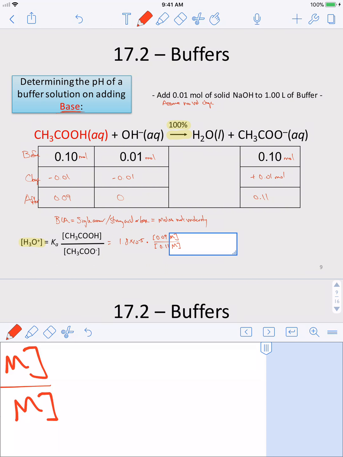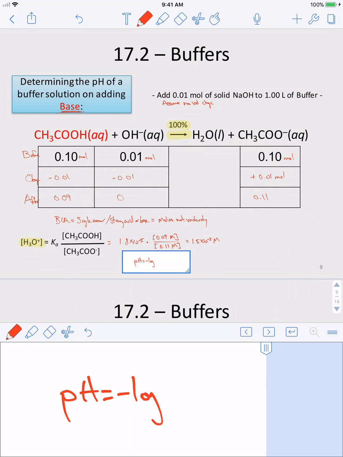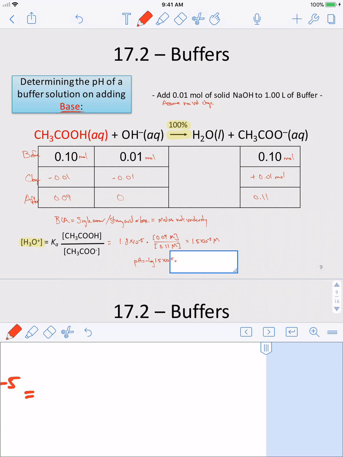All right, so we calculate the H3O plus concentration. When we do this calculation, we get 1.5 times 10 to the minus 5 molar for H3O plus. So then if we take the negative log of that, pH equals negative log of 1.5 times 10 to the minus 5, that's negative log of the H3O plus, we get 4.82.